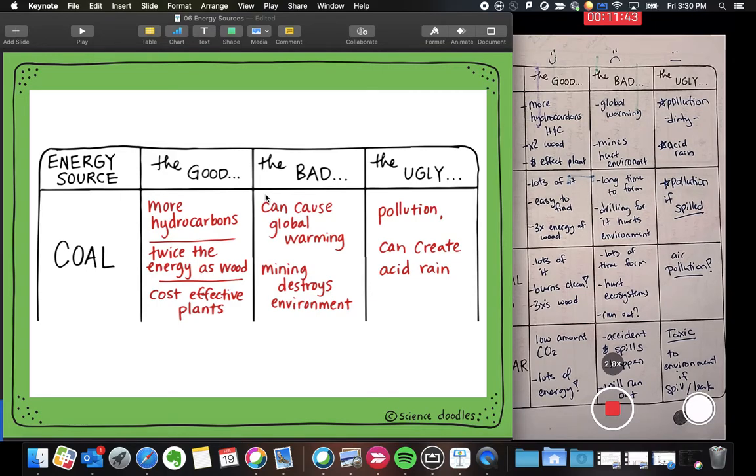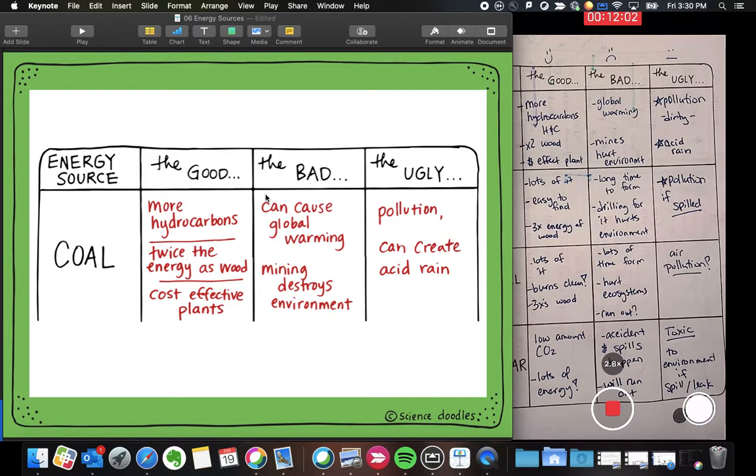The bad parts. It's one of the leading causes for global warming, and the mines are destructive to the environment, so they have to dig these big holes in the ground to get the coal out of the ground. The ugly part, the really bad part, is the pollution. So the pollution is quite dirty. Like we saw in the picture, it's really dirty, and it can create acid rain. And by acid rain, that's a rain that has excess carbon and hydrogen in the water. And then as it falls, it can hurt plants, it can hurt buildings, people, wildlife, the fish in the lakes. So it just causes the acidity to be off, and it can cause the water to be dangerous.